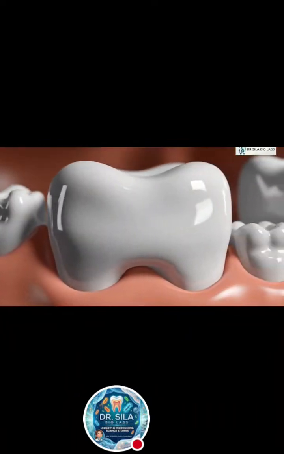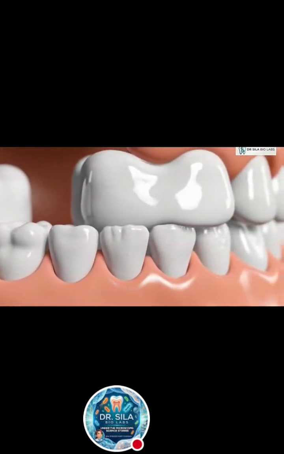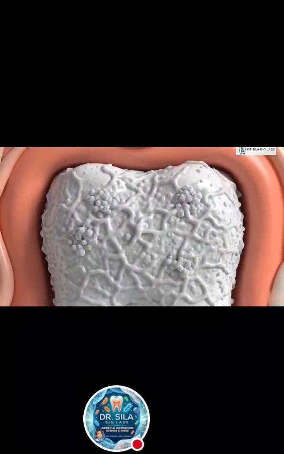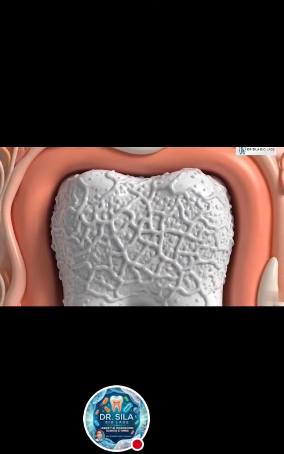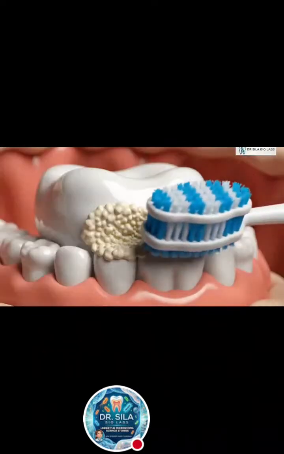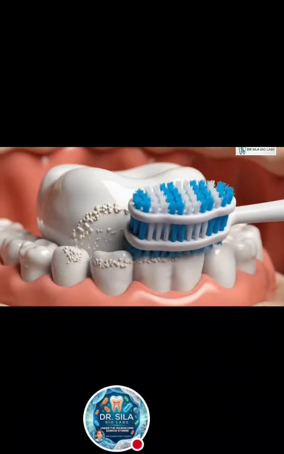After investing time and effort into scaling, the next question is simple. How do we stop calculus from coming back? The answer starts with understanding that plaque begins forming again within hours. Even after a professional cleaning, the most important defense is effective daily toothbrushing. Brushing helps disrupt plaque before it has an opportunity to mature. When plaque is removed regularly, it cannot easily mineralize into calculus.